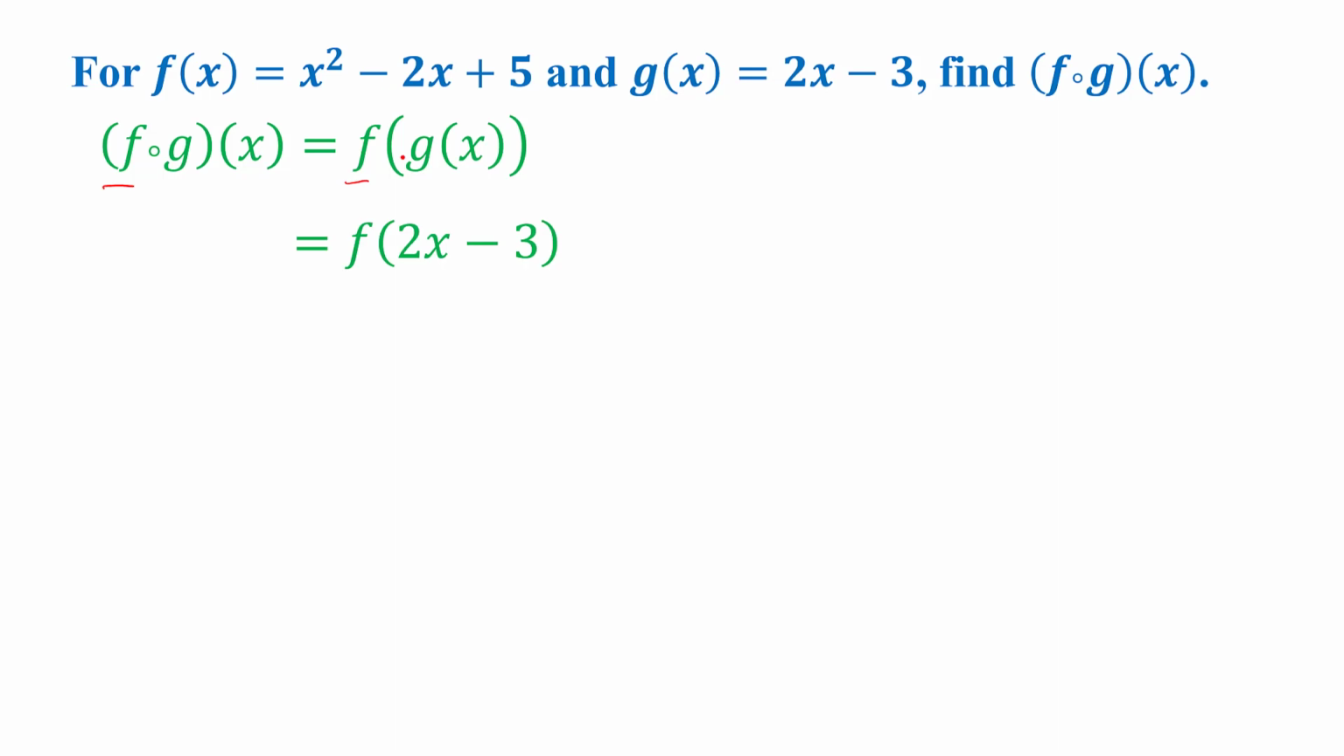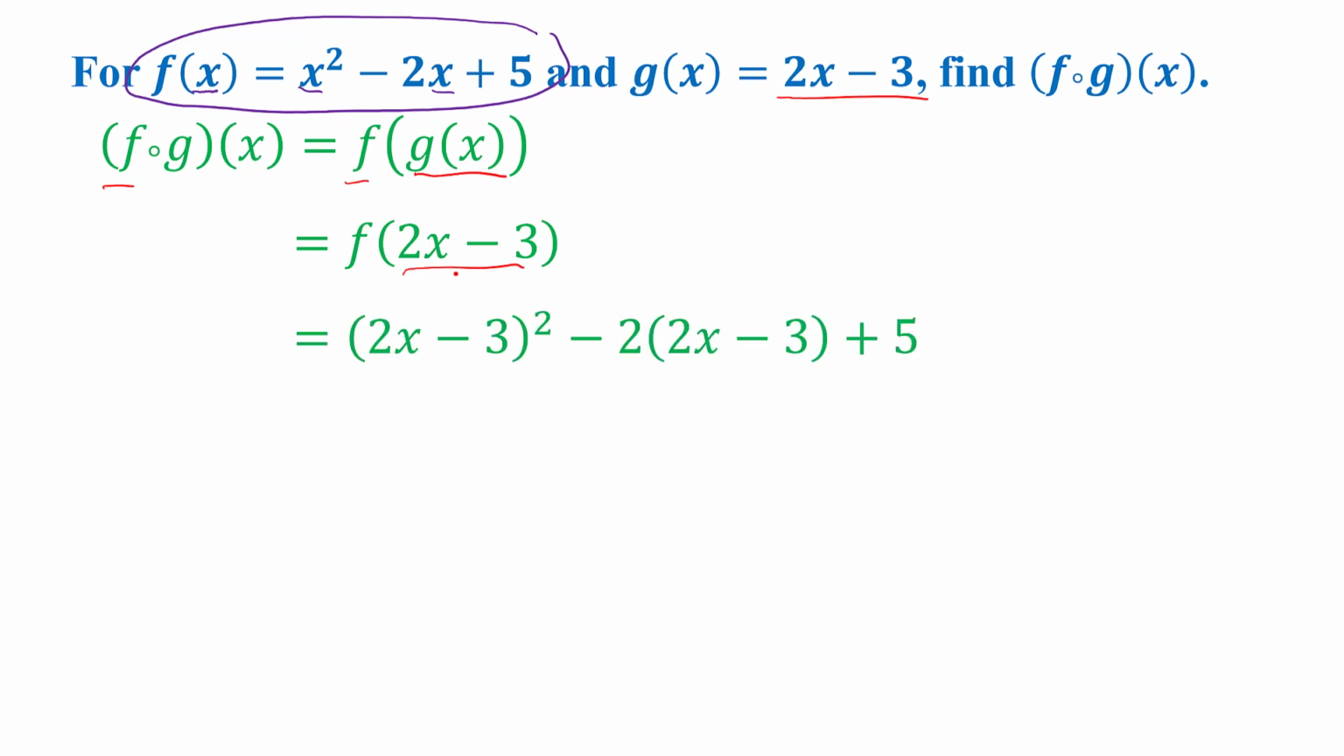So I write f of g of x, and then I always do the next step where I write f of, and I put in parentheses what g of x is here, which is 2x minus 3. I can see that instead of f of g of x, I'm actually finding f of 2x minus 3. Now if we go back to that function f of x up here, wherever I have an x, I'm going to replace that x with 2x minus 3 in parentheses. So I'll have 2x minus 3 squared minus 2 times 2x minus 3 plus 5.